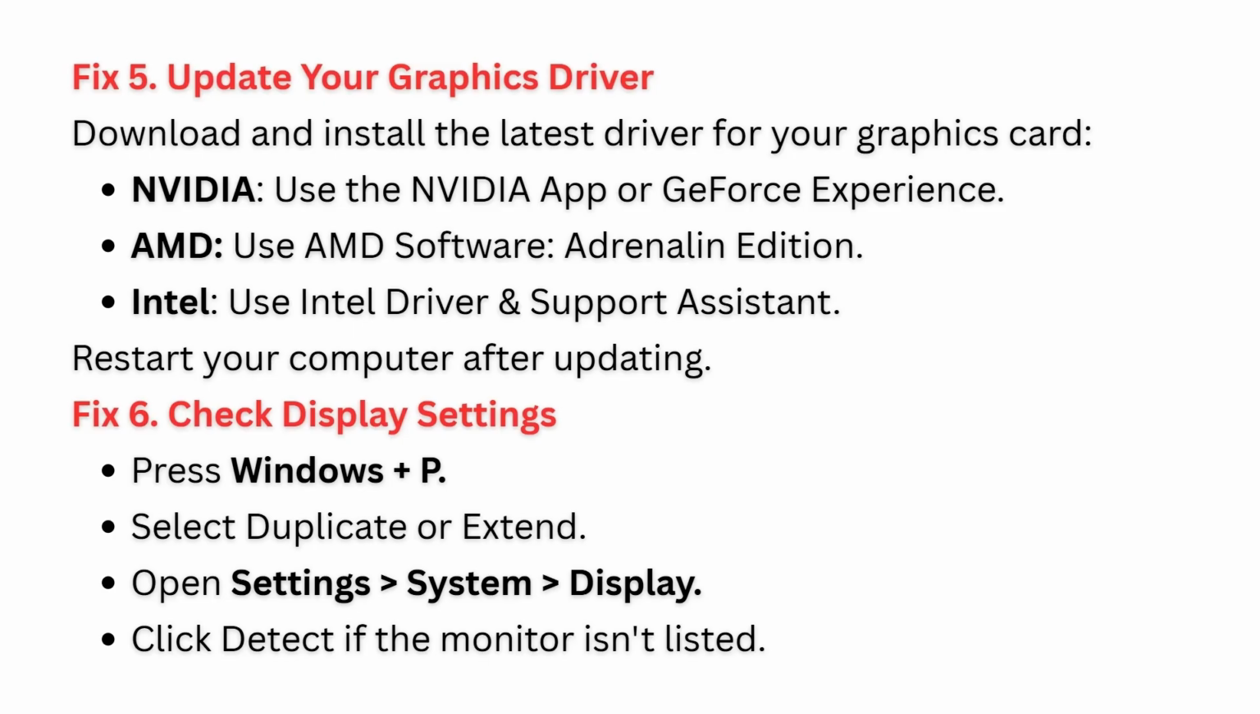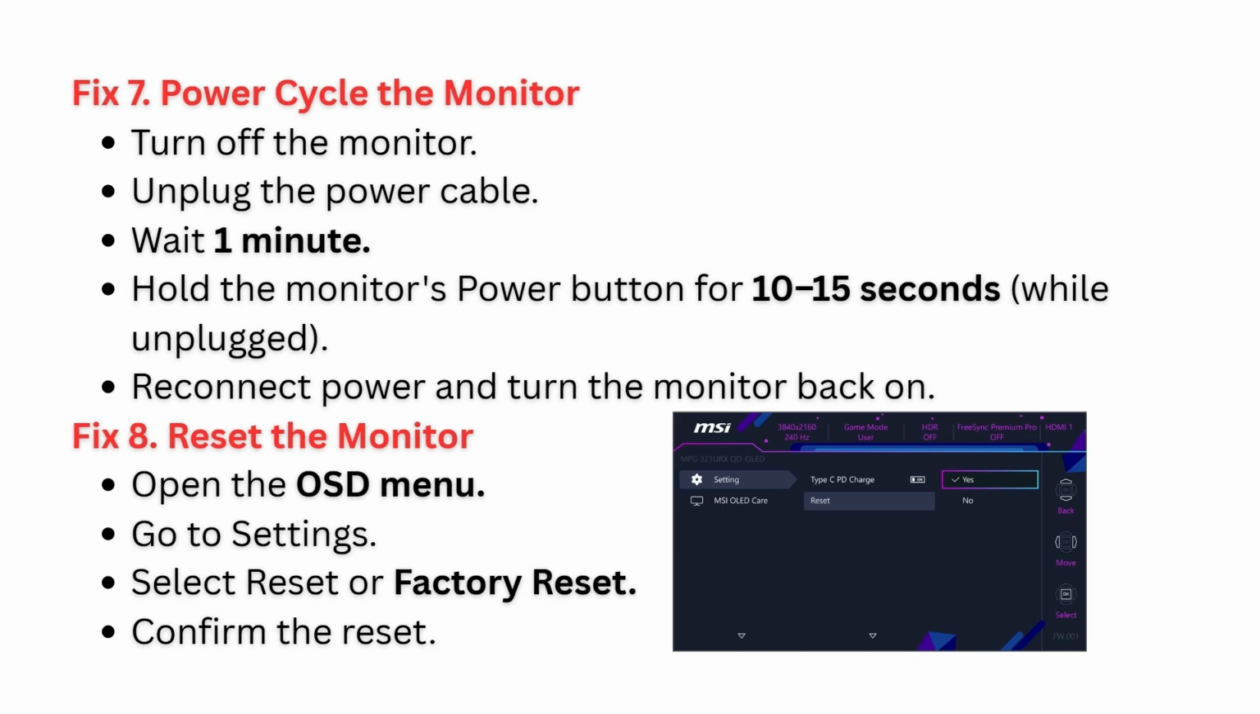Fix 6. Check your display settings. Press Windows plus P. Select Duplicate or Extend. Then open Settings, select System, and then go to Display. Click Detect if the monitor isn't listed. Fix 7. Power cycle the monitor.